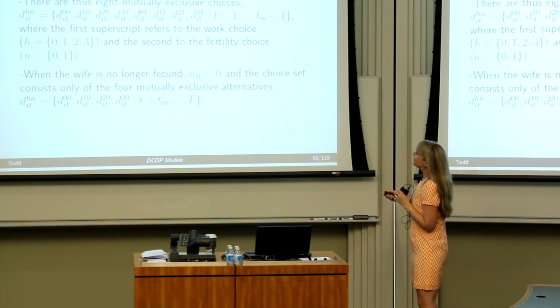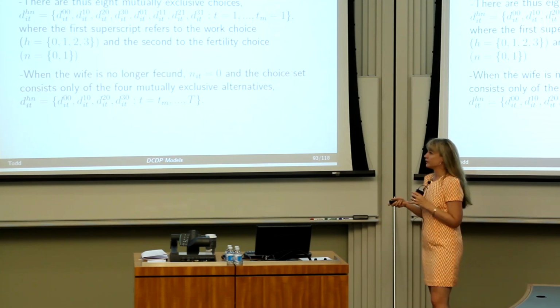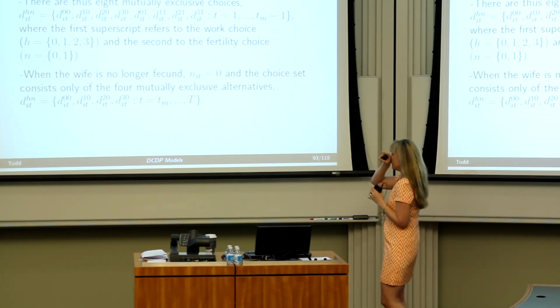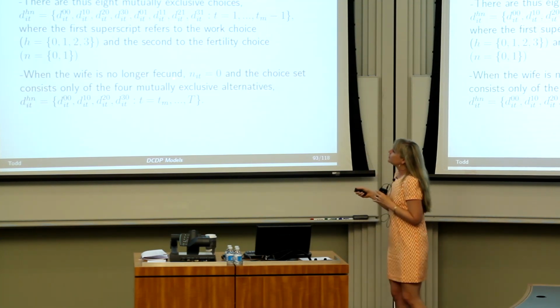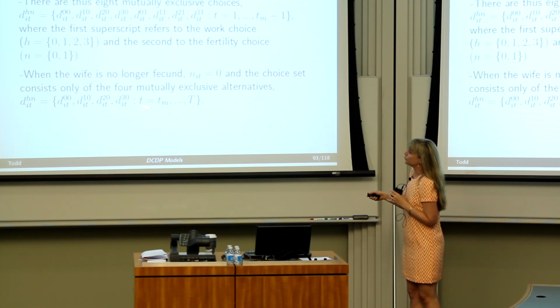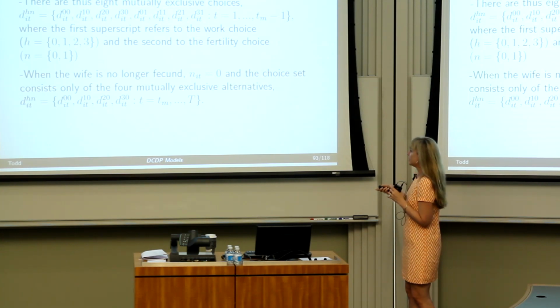Okay, so now there are 8 choices for the woman because she can work different amounts and she chooses whether or not to have a child. So there are 8 total choices. This is actually still a simple model compared to the types of models people estimate. And then after she can no longer have kids, she only has 4 choices. So you have to pick an age, 45 or something, for when she doesn't have kids anymore.